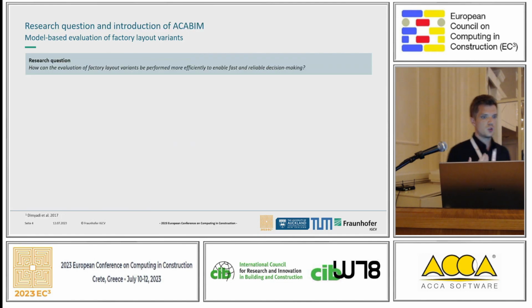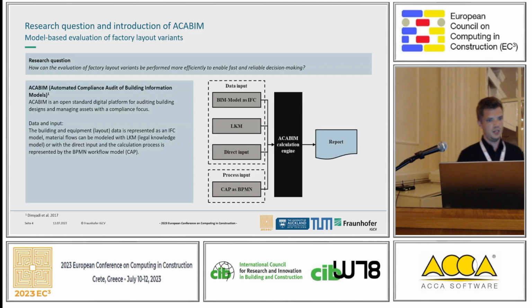So our research question was, how can the evaluation of factory layout variants be performed more efficiently to enable fast and reliable decision making, as we see that, especially in factory planning projects, we are planning more model-based and not so much in 2D or just with drawings. So it's coming more and more that we are planning model-based.